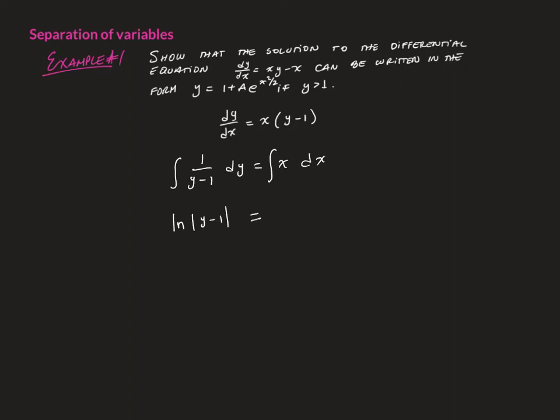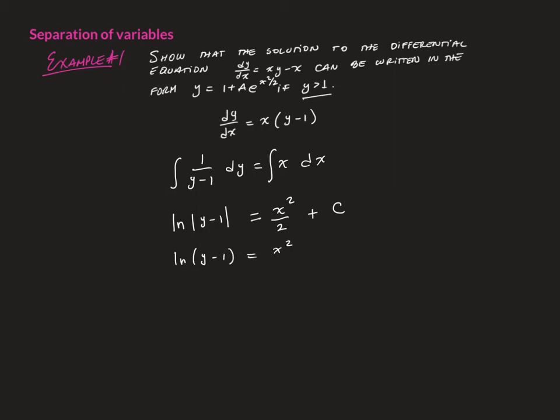And the integral of x is x squared over 2. And because these are indefinite integrals, I need to add a plus c. Now, since we know that y is going to be bigger than 1, because that is a condition for the solution that we're trying to find, then we know that the argument of the absolute value is going to be positive. So instead of absolute value of y minus 1, we can just switch this to a regular bracket, y minus 1.